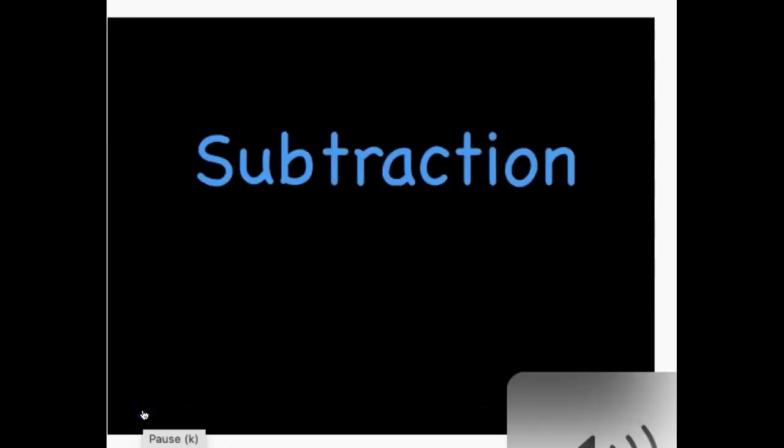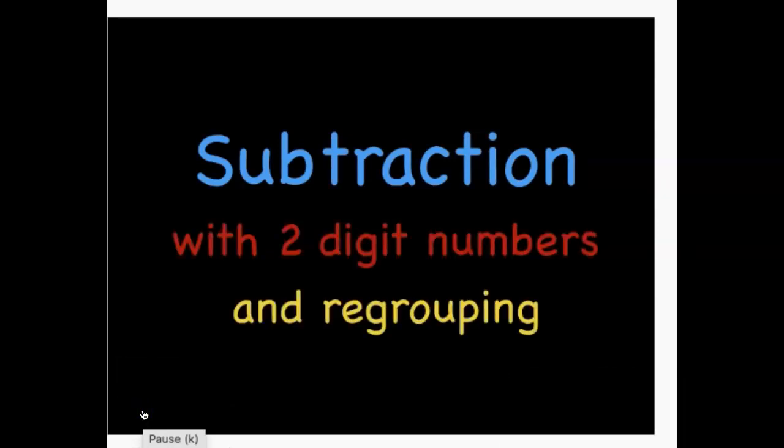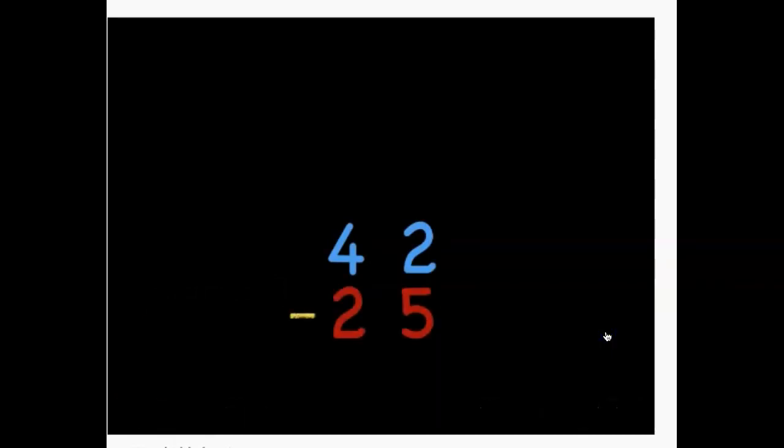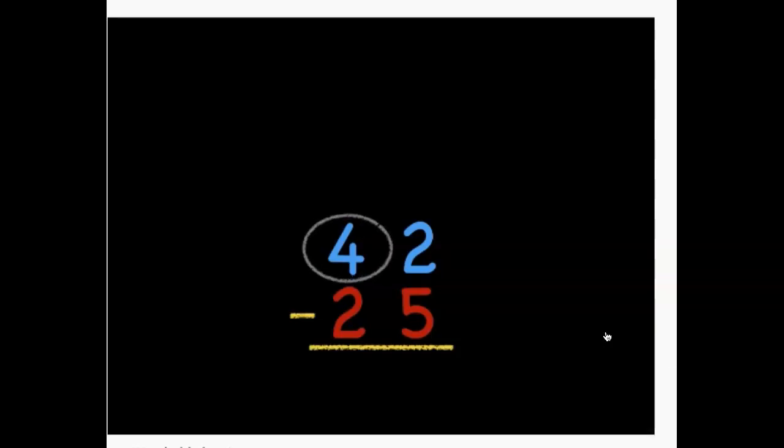Hi everybody, today we're going to talk about subtraction with two-digit numbers and regrouping. So let's get started and look at a real subtraction problem. Let's say that we've got the number 42 minus 25. Now before we get started, let's make a drawing of the number 42 so that it's a little easier to see what we're doing. So if we want to draw the number 42, how many tens are there?